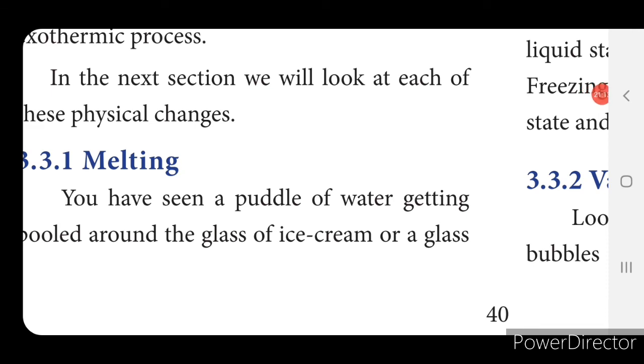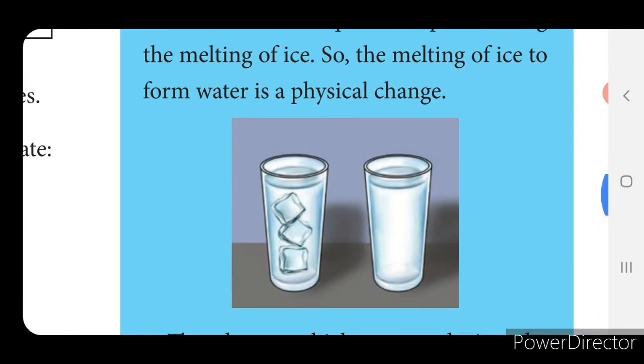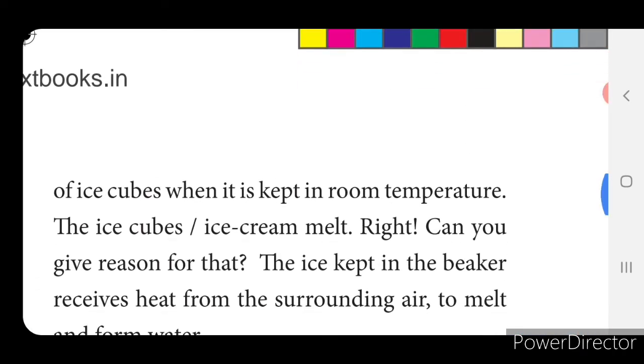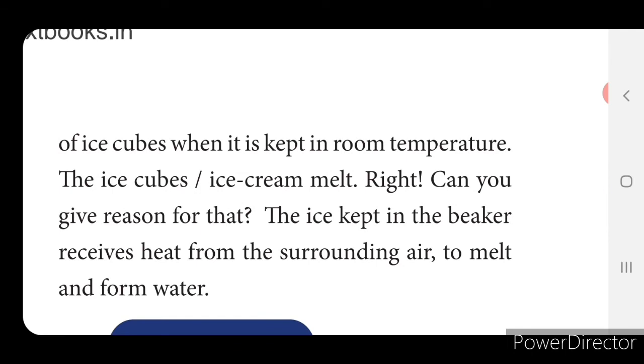So first we'll see melting. You have seen a puddle of water forming around a glass of ice cream, or a glass of water with ice cubes, when it is kept at room temperature. Suppose you get ice cream from the shop and keep it on the table. After some time you can observe that the ice cream melts, isn't it? That means it is absorbing heat from the surroundings and it starts melting.